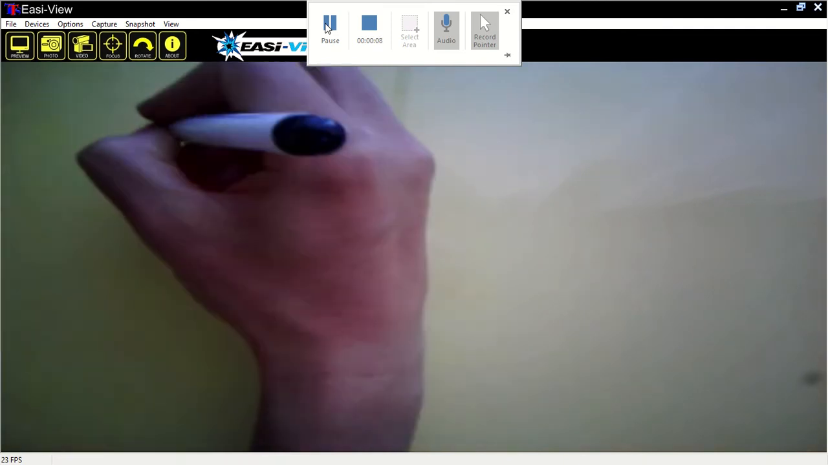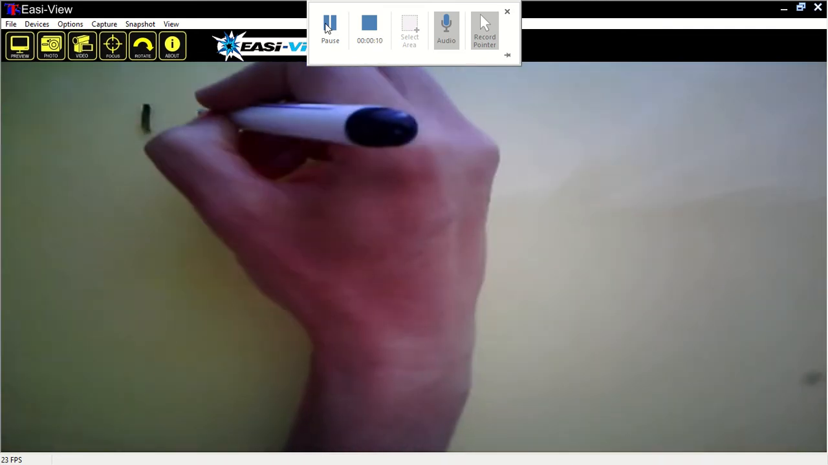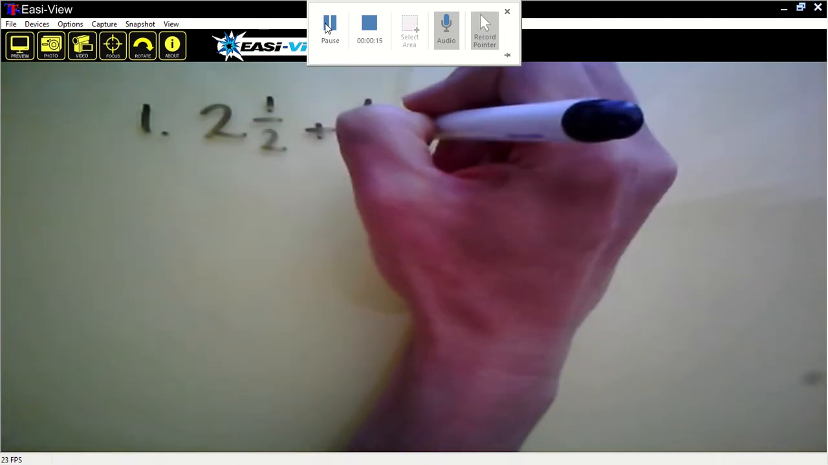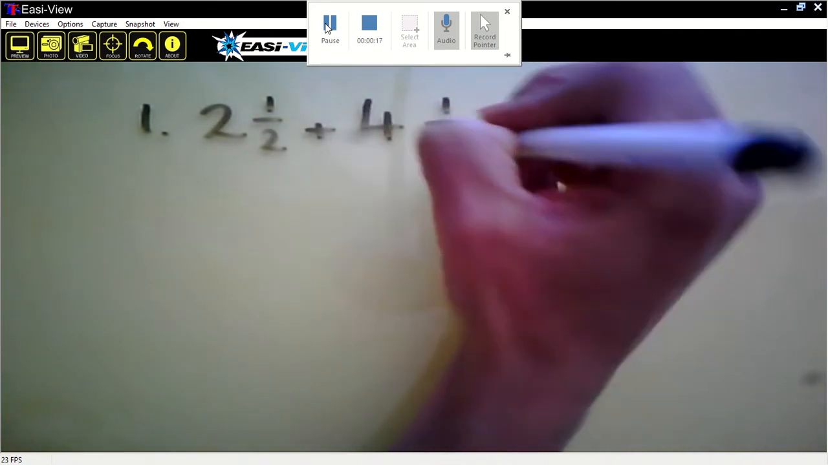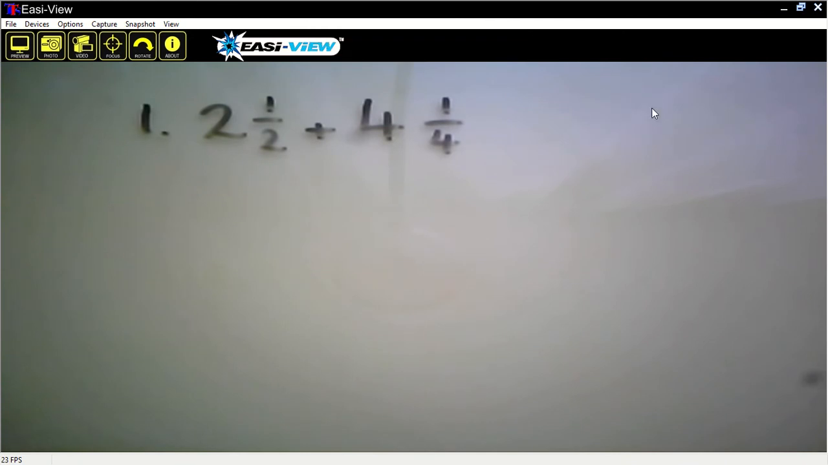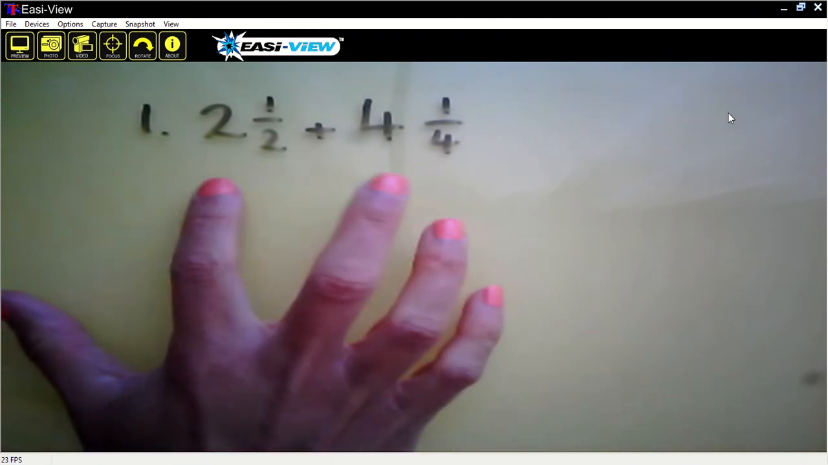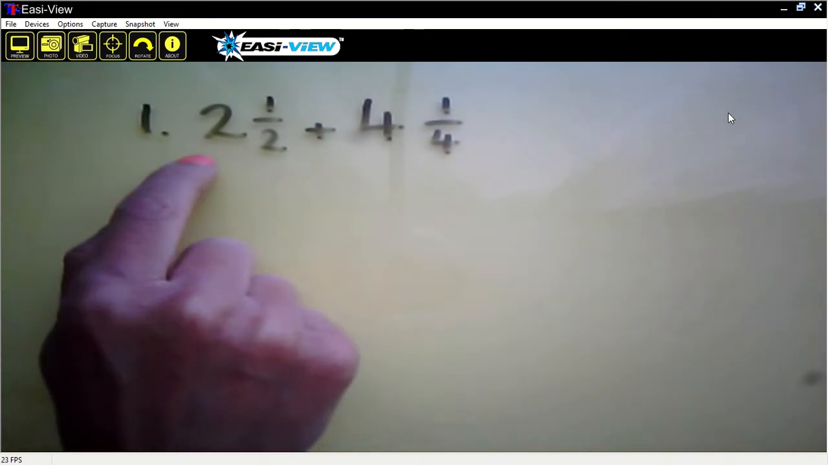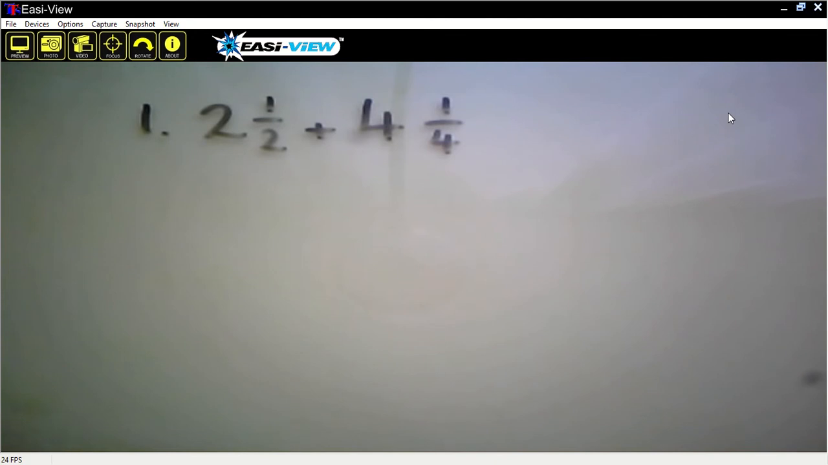Hi, so we are looking at week 7, day 2 today. And question number 1, which I'm going to go through with you first, is 2.5 add 4.25. And as always, I'd like you to think about what you already know about these two numbers that you've got here. Can you remember what they're called when you've got a whole number and part of a number?